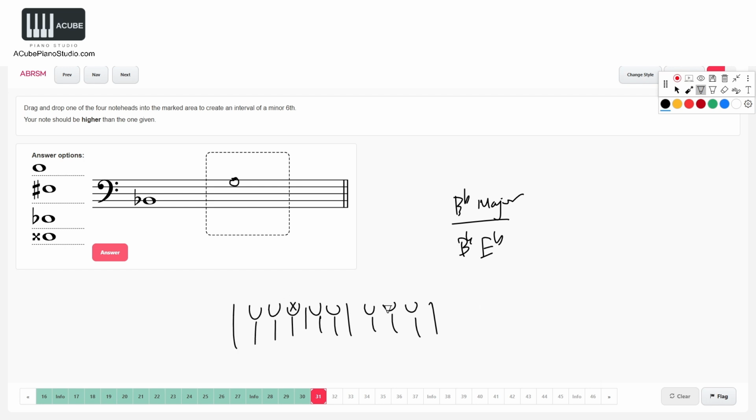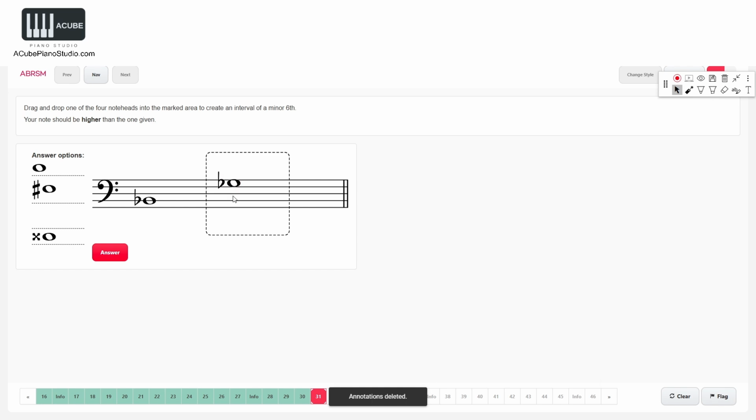So B flat to G is a major 6. But do I want major 6? No, I want minor 6. So I need to make them closer to each other. So I need to make it 1 semitone closer than the interval if it's a major. So therefore, it is here. And this is G flat. So therefore, the answer is G flat.